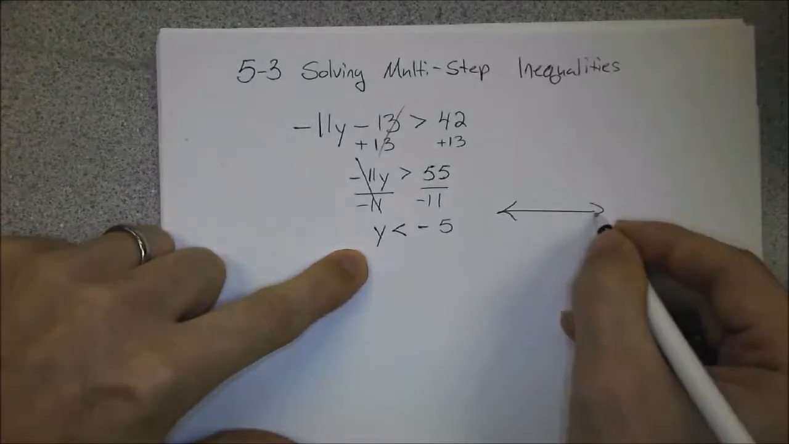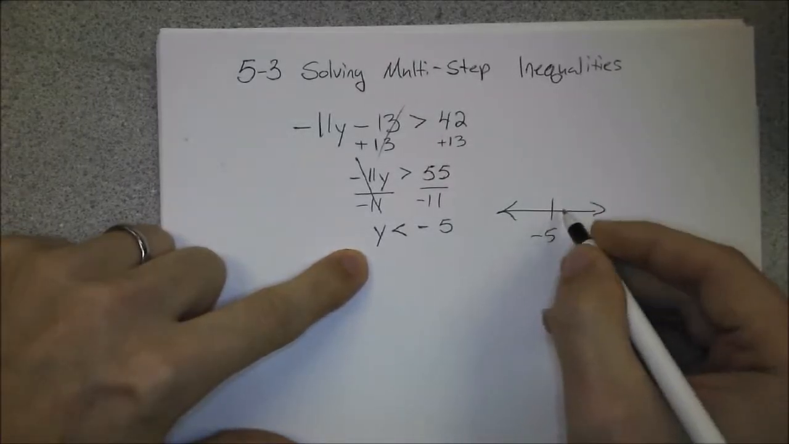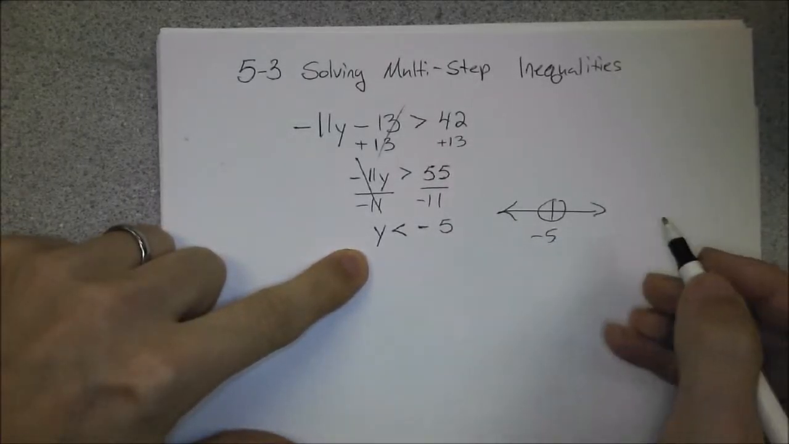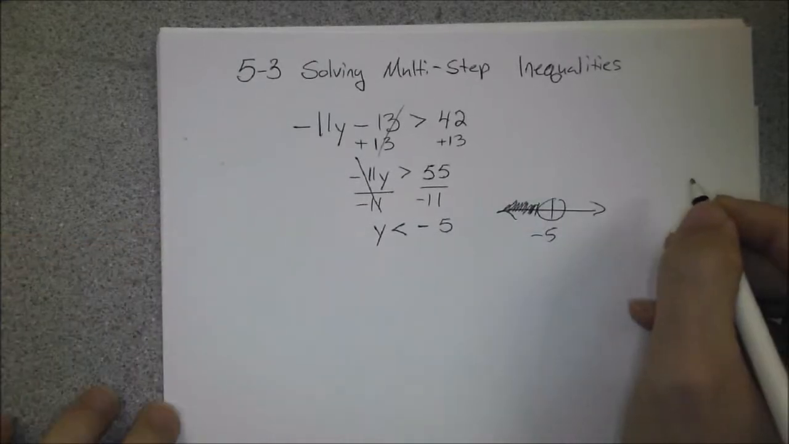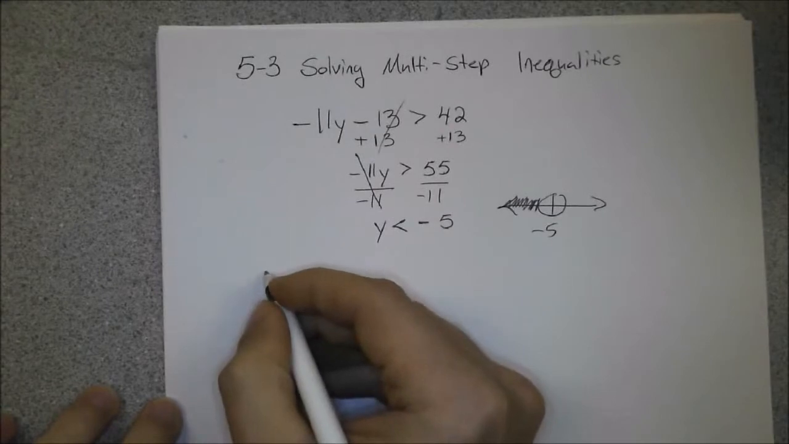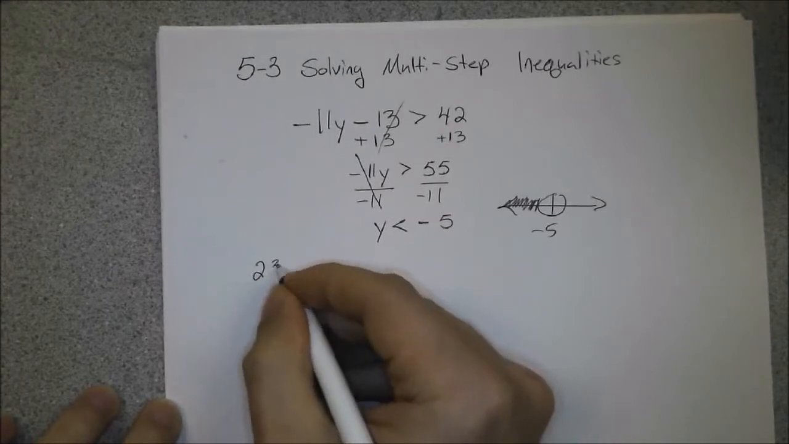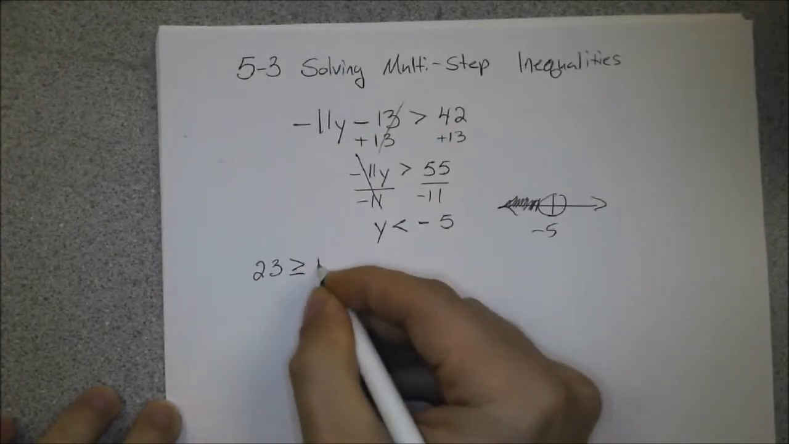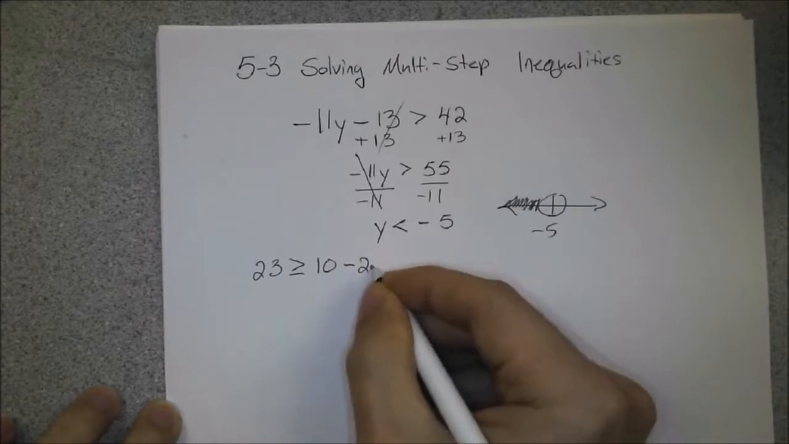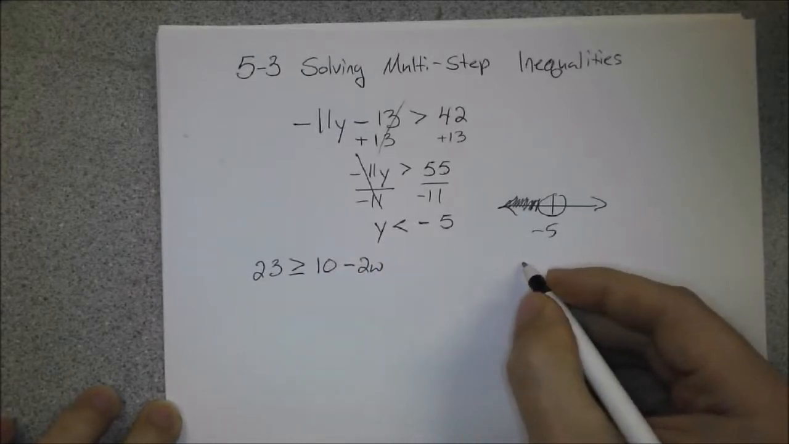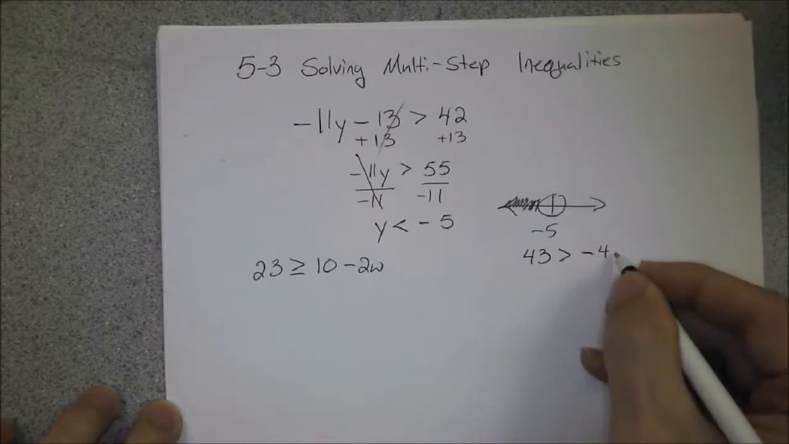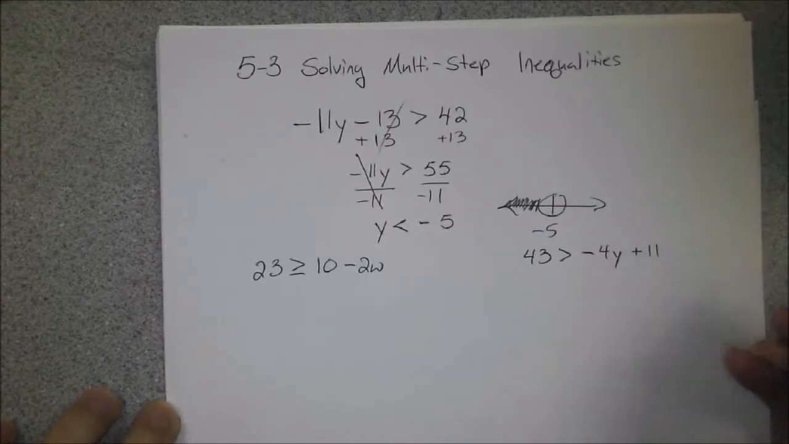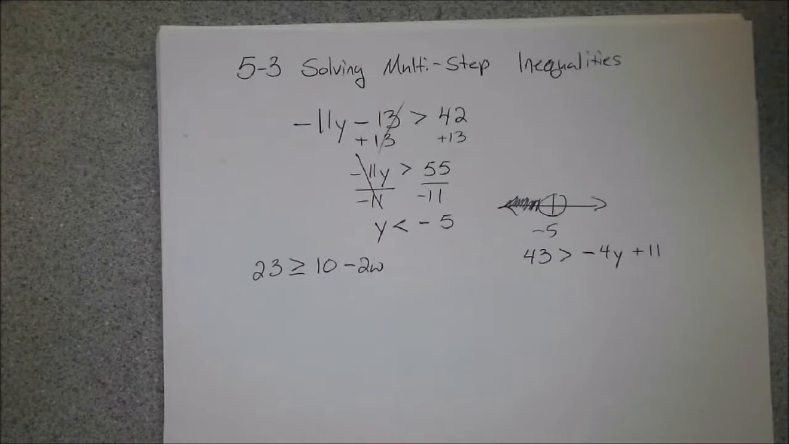So if I want to graph this, there's negative 5. It's open because it's not equal to it, and since y is less than that, I'm going to shade in everything on the left. Alright, so now I'm going to put 2 up here. I want you to give them a shot. That one right there, and this one right here. So give those 2 a shot, and we'll go over the answer shortly.